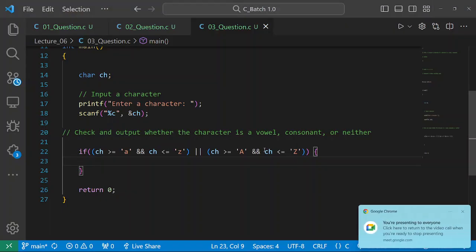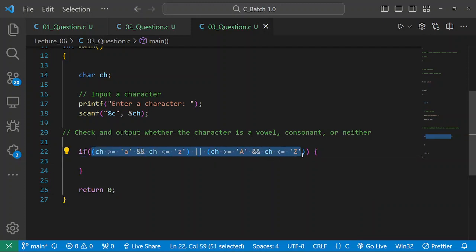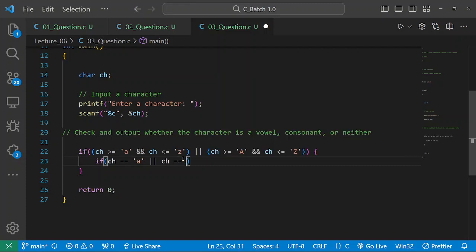I don't know if the user is only entering small letters. You can enter a capital letter as well. That's why I need to handle both the cases. And in that I can write: if ch equal to 'a', then again I'm using or ch equal to 'e'. Then what is next? ch equal to 'i', ch equal to 'o', and then ch equal to 'u'.